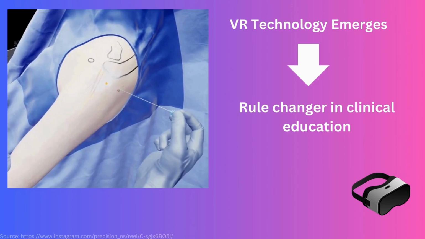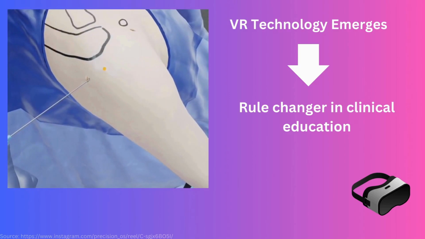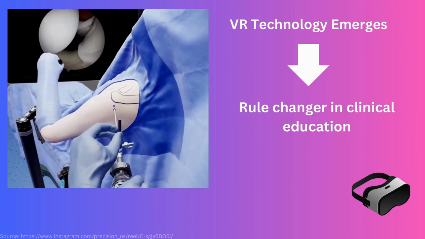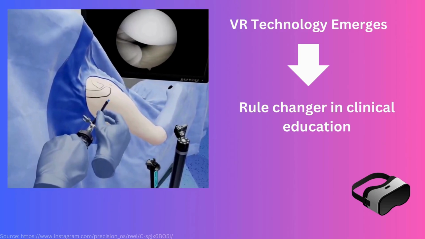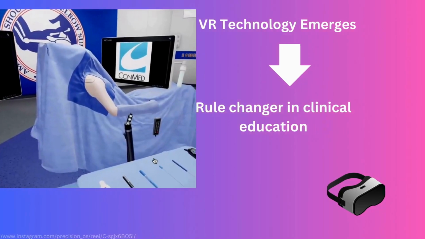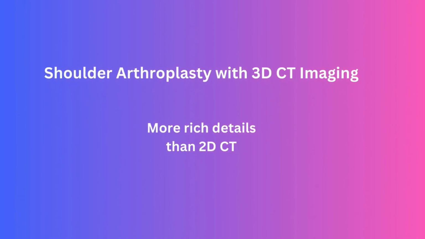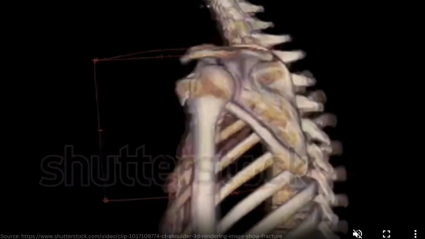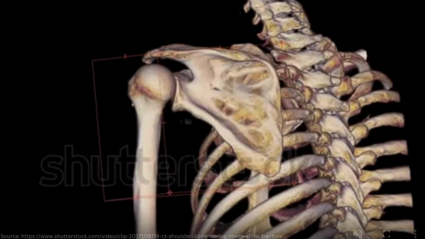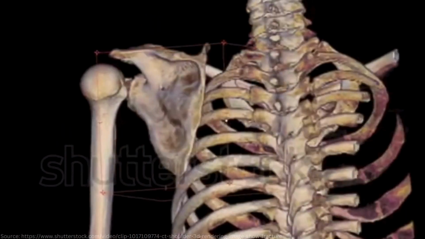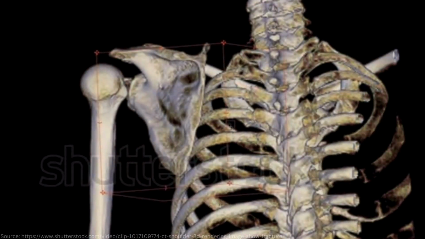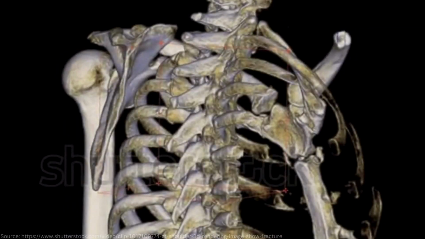Then came virtual reality, revolutionizing how we approach surgical training. With virtual reality, resident physicians can immerse themselves in lifelike simulations, practicing complex procedures in a safe, controlled environment. For elective shoulder arthroplasty, precision is crucial. Just a 4 mm error in implant placement can lead to a failure.